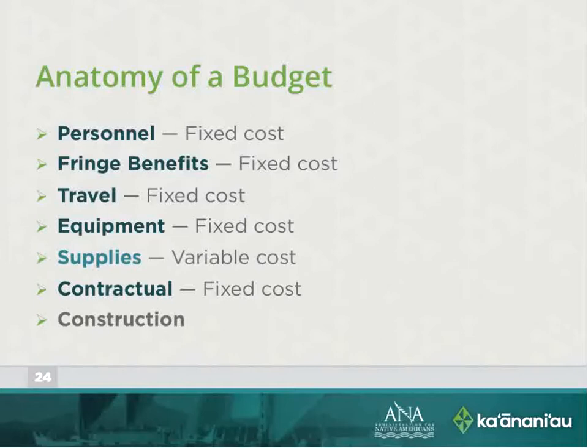Equipment is easily a fixed cost. Say you're going to buy a copier, and you plan on spending $7,000 for the copier, but it costs $6,000.